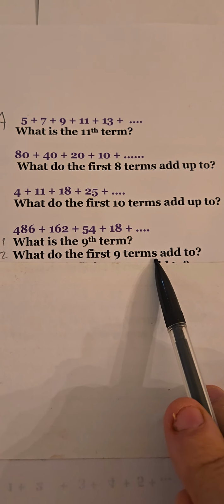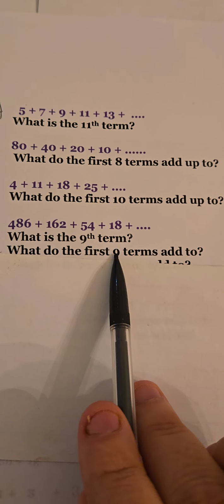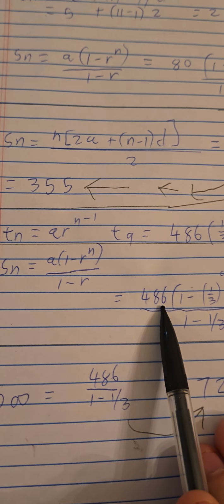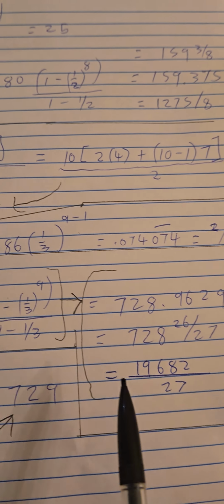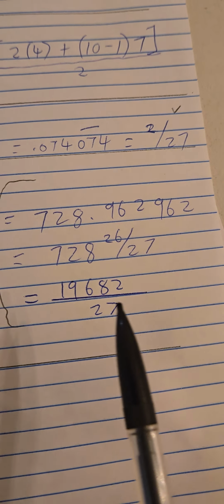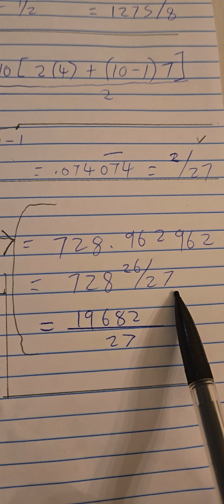Next question, what do the first 9 terms add up to? We agreed it's geometric, and now they're asking what they add up to. So now I'm going to find the formula for adding up the terms of a geometric, and I'm going to plug in where A equals 486, R is a third, and N equals 9, because there are 9 terms. That's the formula. And here again, there are a few answers that all mean the same thing. You do the way your instructor wants. So one correct answer is 728 and 26 over 27.